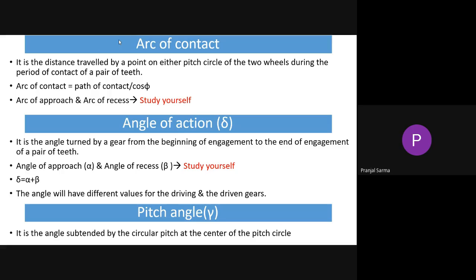So how can we get the arc of contact? If you know the path of contact, you divide it by cos phi, where phi is the pressure angle, and you get the arc of contact. So for finding the arc of contact, you need knowledge of the path of contact as well as the standard value of the pressure angle for this particular gear. That will be important. Similarly, in the case of arc of contact, two portions are there: arc of approach and arc of recess, just like path of approach and path of recess. You can go through it.